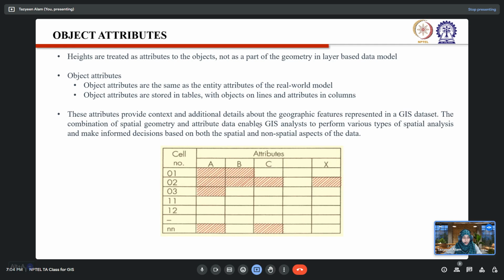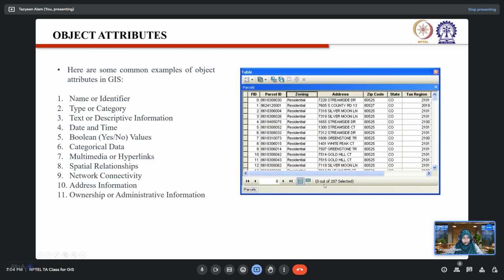Both these features of any object need to be present, and they also help you make informed decisions which are based both on the spatial and non-spatial aspects of the data. This is just a dummy representation of your attribute in the form of tables. You have seen a lot of examples before, so I will not get into too much detail. This is another example of your attribute representation in the form of a table.